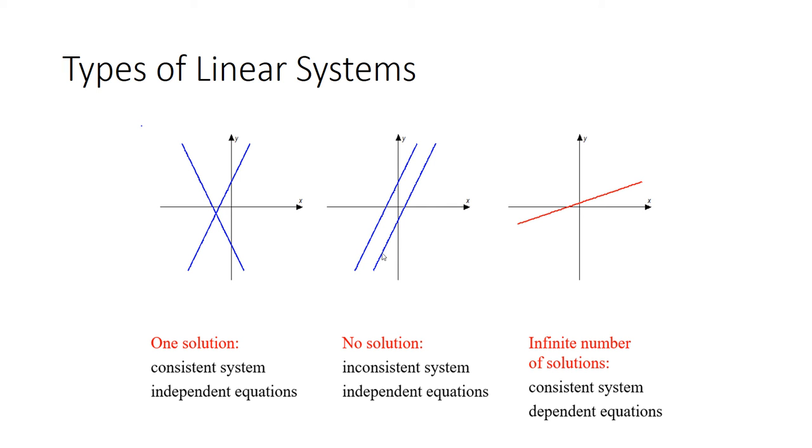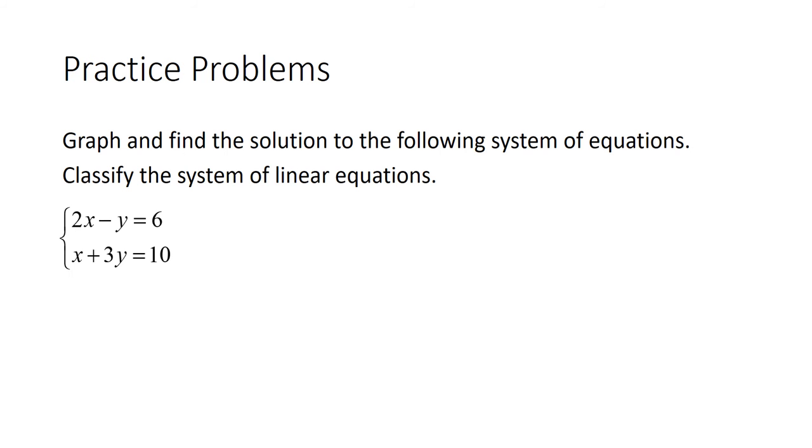Here we have no solution. These are parallel to each other. We call this inconsistent because there is no solution. These are still independent though, because the graphs do differ from one another. Here, this is a line on top of a line. I know you can't tell, but this is a line on top of a line. We have an infinite number of solutions here. This is consistent because we have at least one solution, and these are dependent equations. They are considered dependent when the graphs of the equations are identical. So we'll come across these three different scenarios as we move through this section today and tomorrow.